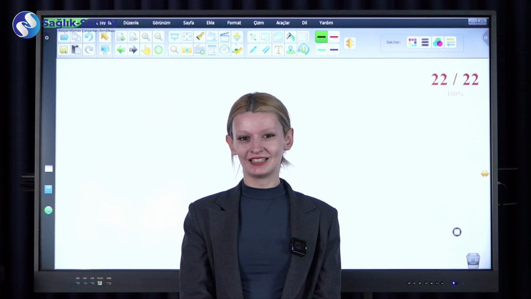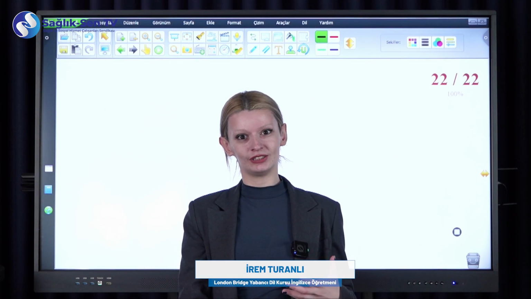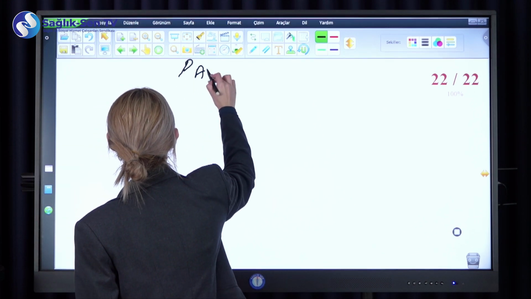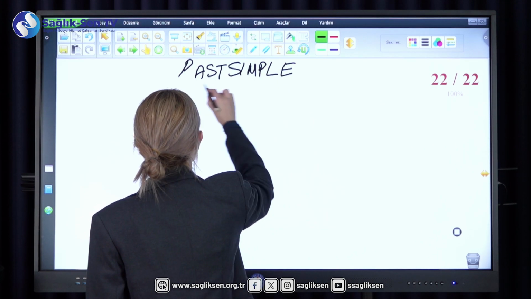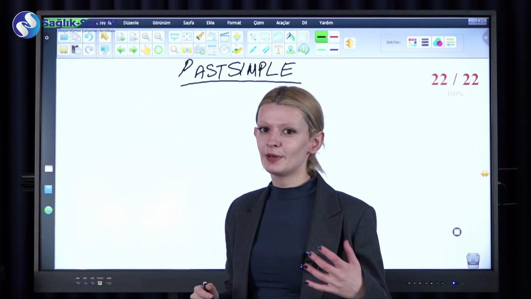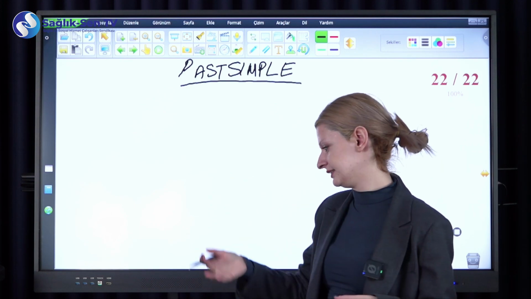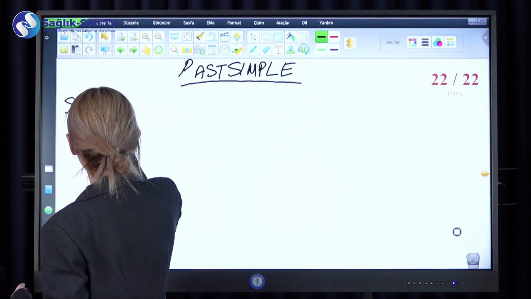Today we will be studying past simple and past progressive and the differences and how do we use them together. Let's start with past simple. We're talking about actions that happened and finished in the past, and they were short actions.